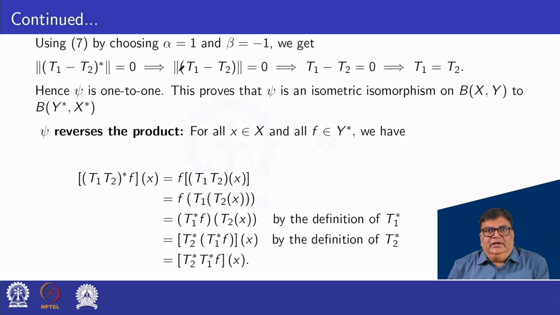This implies that norm of T1 minus T2 is equal to 0. This implies that T1 minus T2 is equal to 0. This implies that T1 is equal to T2. Hence, ψ is 1 to 1. This proves that ψ is an isometric isomorphism on B(X,Y) to B(Y*,X*).